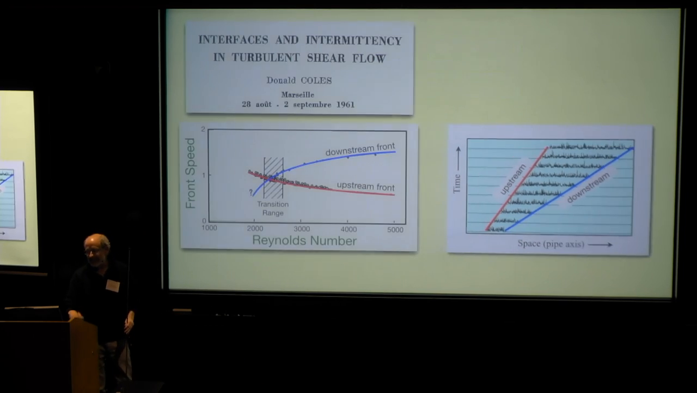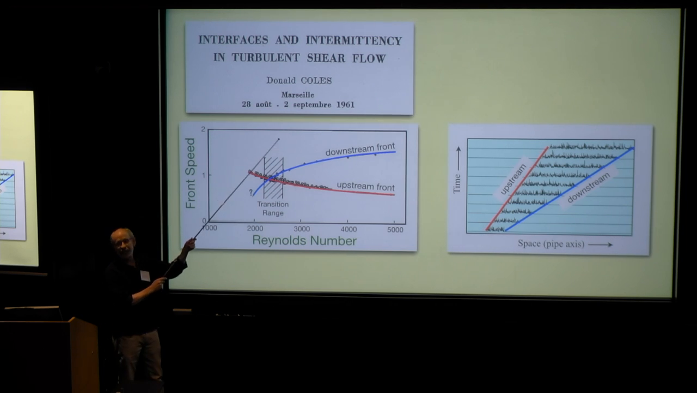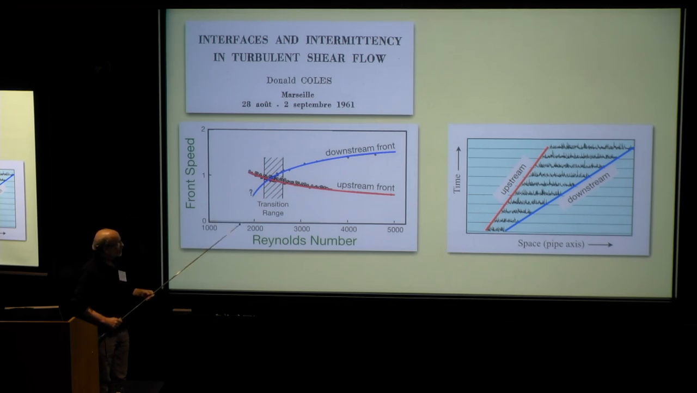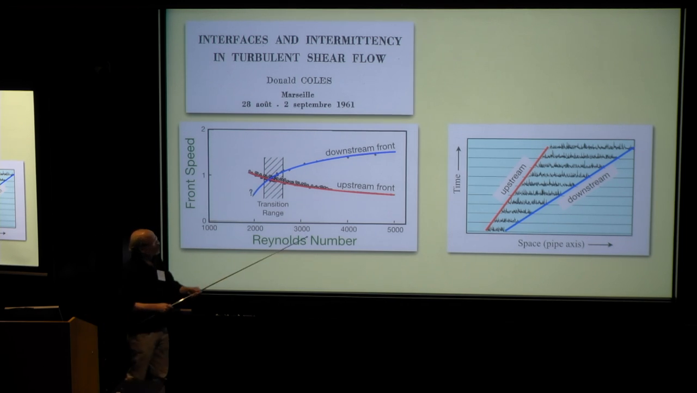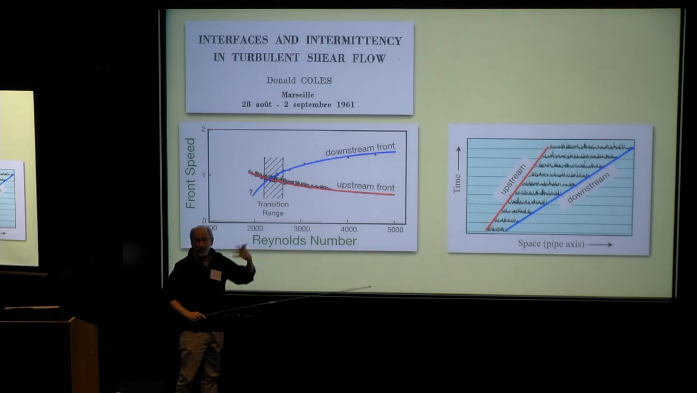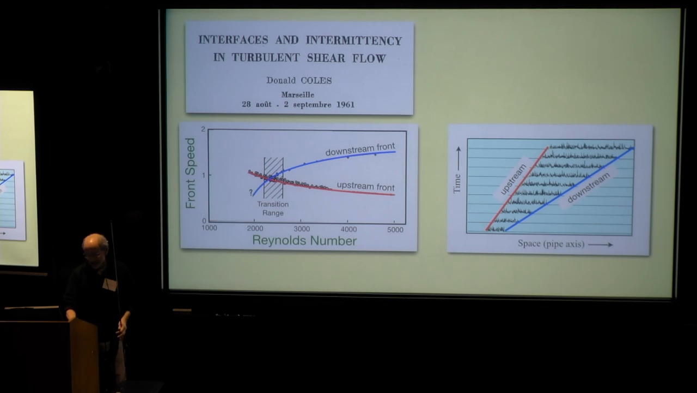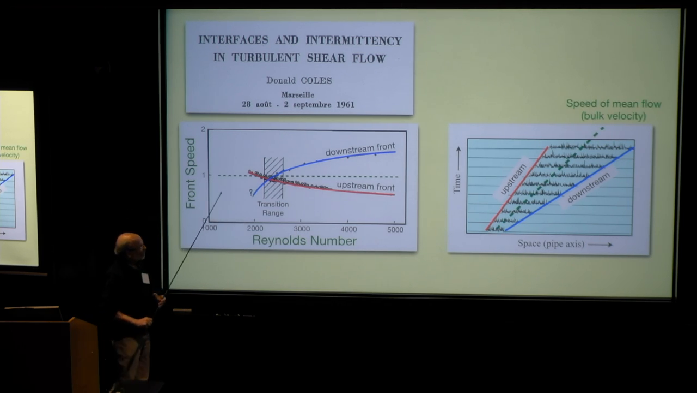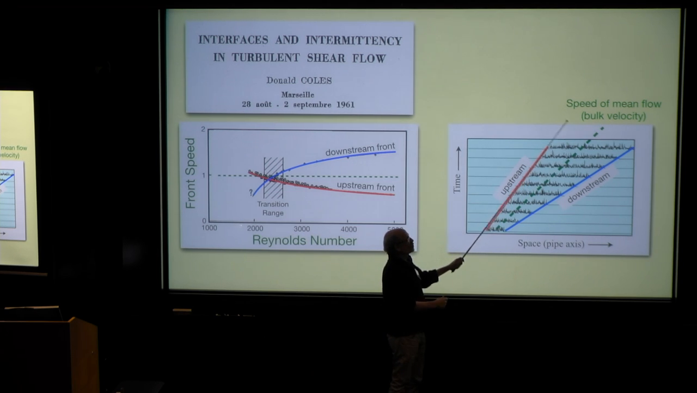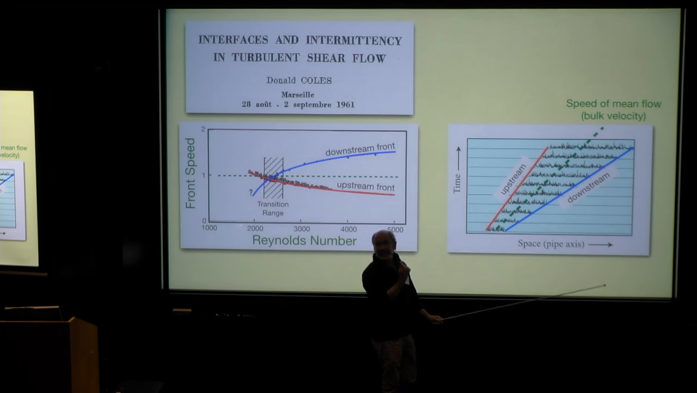And as I said, it's known classically. This is a plot from Don Coles. This is a fantastic paper from the Marseille meeting, 1961. So we're going to plot speed as a function of Reynolds number. The downstream front is moving faster than the upstream front, so they spread apart, and that's the growth that you see. Let me just say that it's important that this is the mean speed. And so this upstream front is propagating against the headwind.